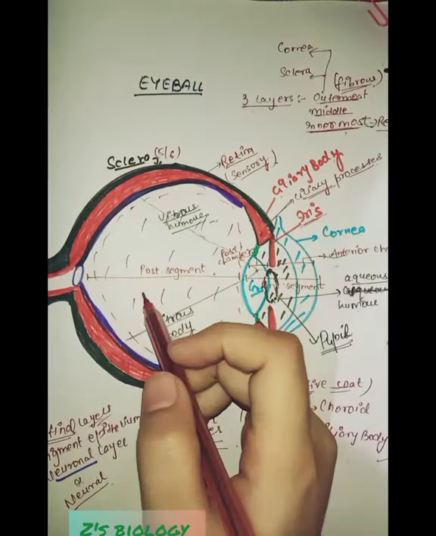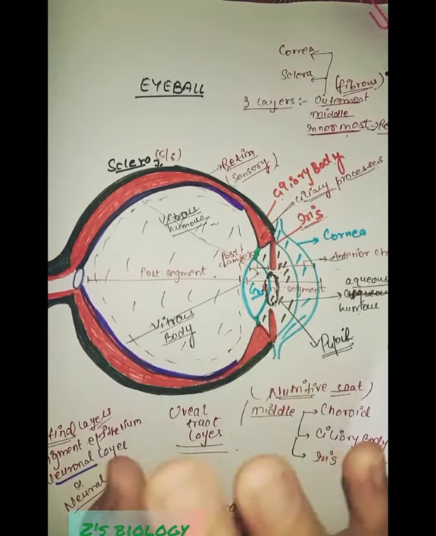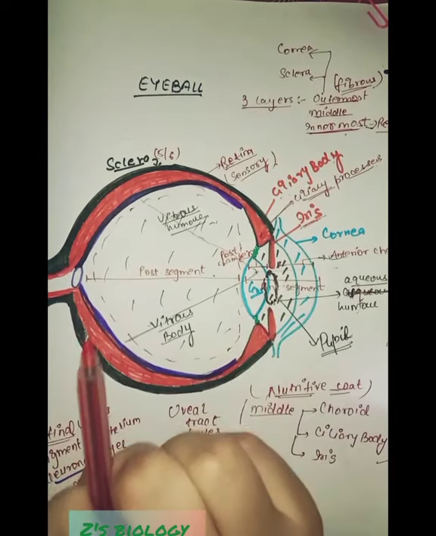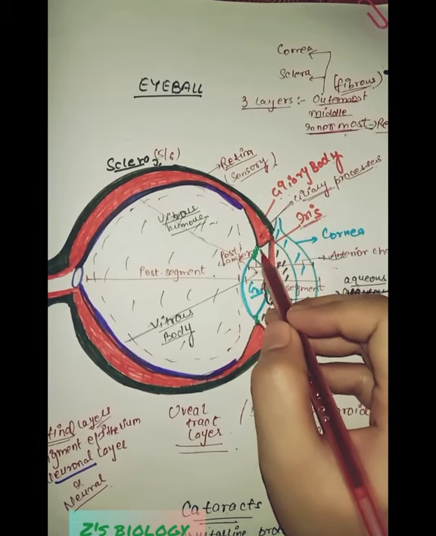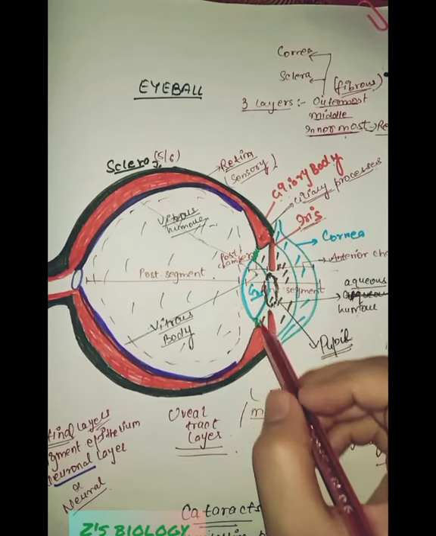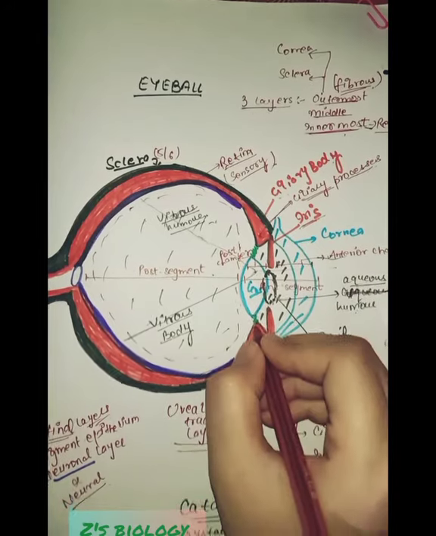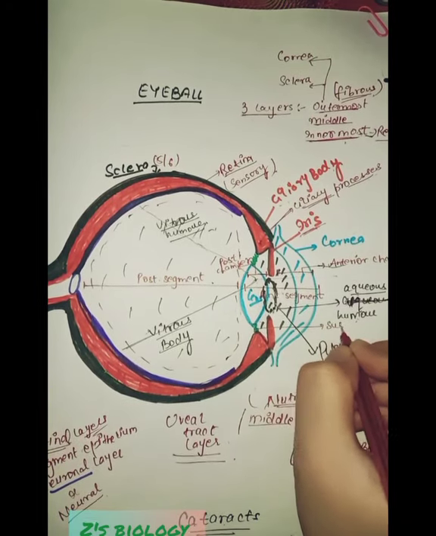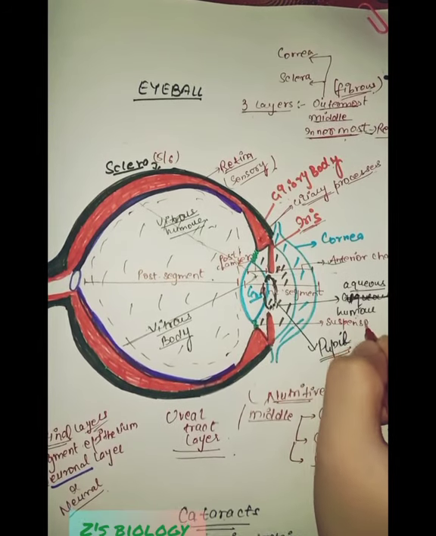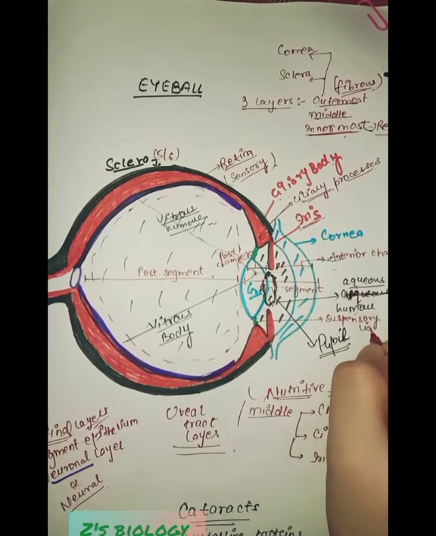Before digging into the optic disc, one more part is left. Let's see this part. This green part I have drawn over here. These are the suspensory ligaments. What are these called? These are called the suspensory ligaments. Suspensory ligaments actually hold the lens in place.